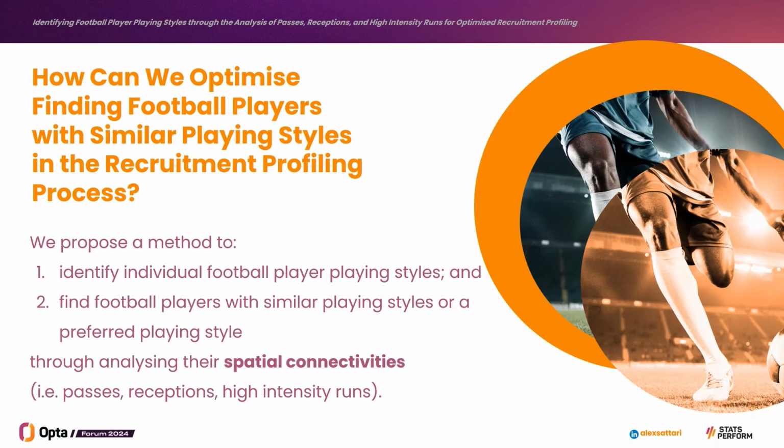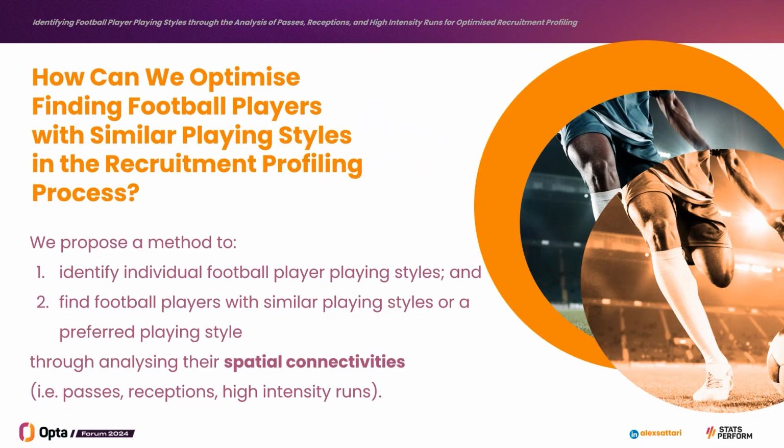So basically, what's the question we're trying to address? The question we're trying to address is how can we optimize finding football players with similar playing styles in the recruitment profiling process? As we know, conventional roles these days cannot really explain the intricacies of how a player moves or how they pass or how they're connected with each other. One example of it can be inverted fullbacks. Inverted fullbacks are very complicated players, sometimes can be midfielders, sometimes even attacking midfielders. So we would like to come up with a model to be able to grasp these patterns in players.